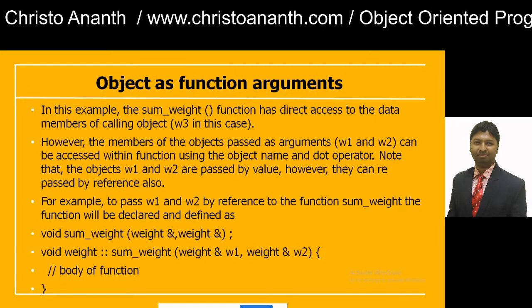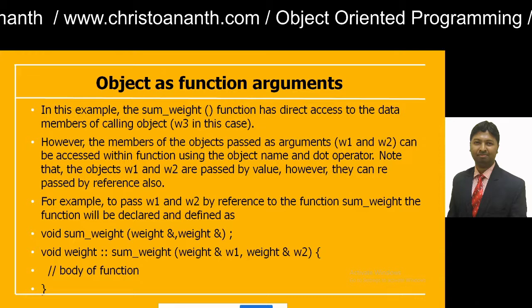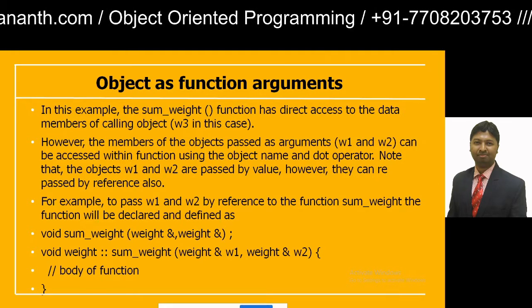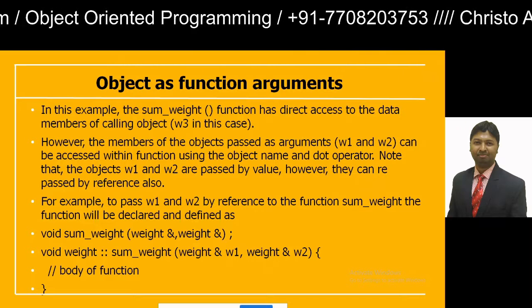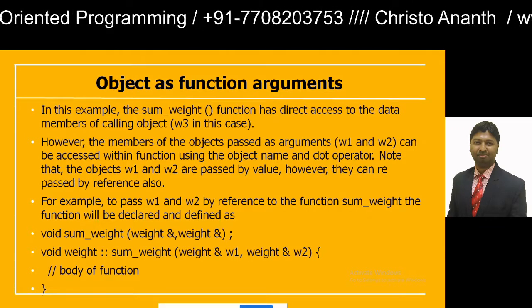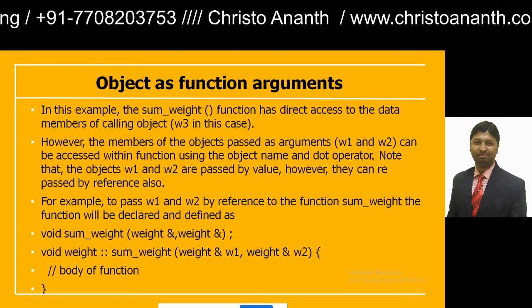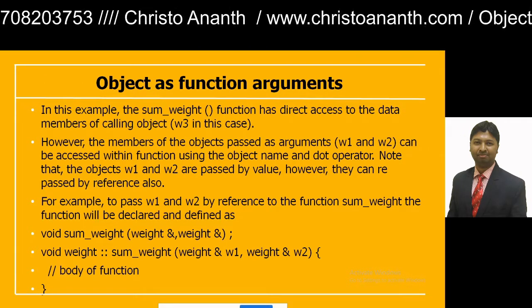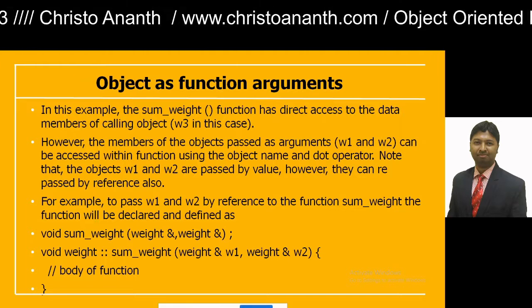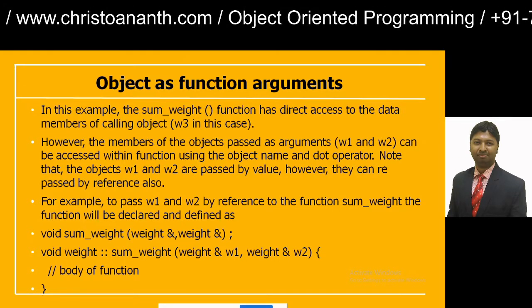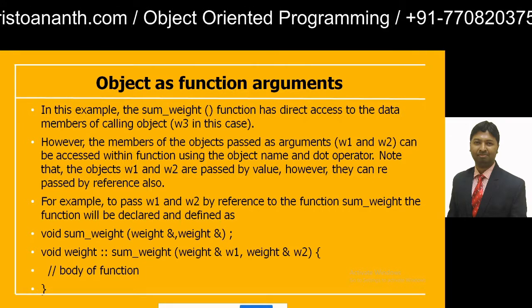So here in this example, as you have observed, the sum_weight function has direct access to the data members of the calling object. However, the members of the object which is passed as an argument can be accessed within the function using the object name as well as the dot operator. So w1 and w2 you are passing as values, but they can also be passed by reference.